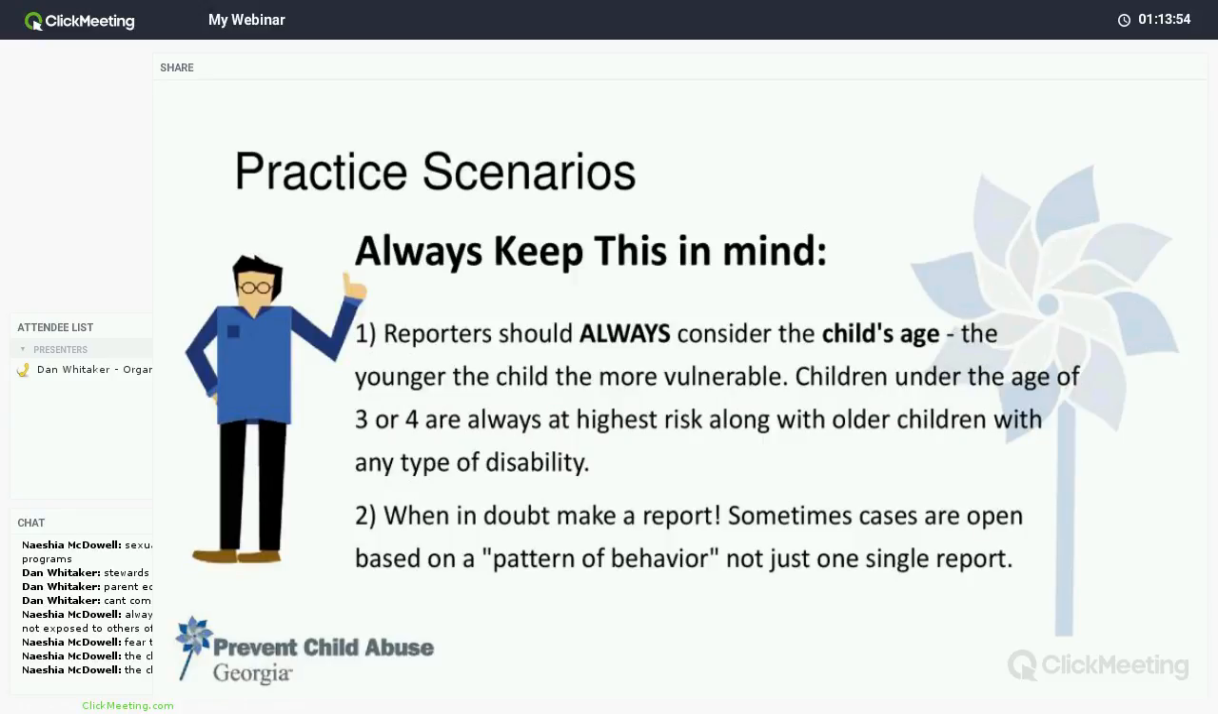When we're doing the practice scenarios, we always want to keep in mind that reporters should always consider the child's age. The younger the child, the more vulnerable. Children under the age of 3 or 4 are always at the highest risk when we're thinking about neglect and abuse, as are children with types of disabilities. And when in doubt, make a report. Sometimes cases are open based on a pattern of behavior and not just a single report.